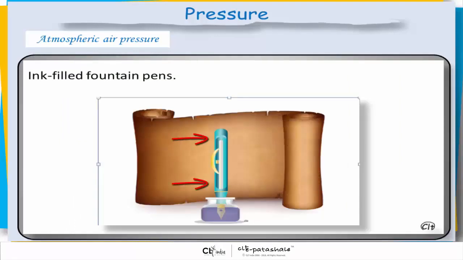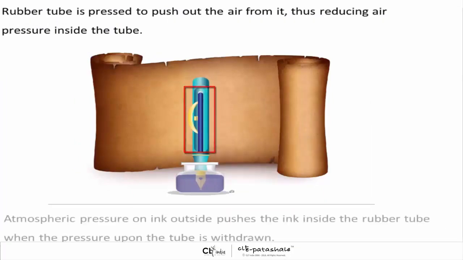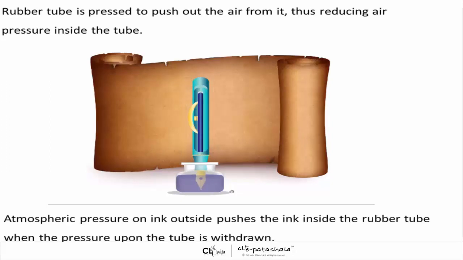Ink-filled fountain pens also work on the same principle. The rubber tube is pressed to push out the air from it, thus reducing the air pressure inside the tube. The atmospheric pressure on the ink outside pushes the ink inside the rubber tube when the pressure upon the tube is withdrawn.